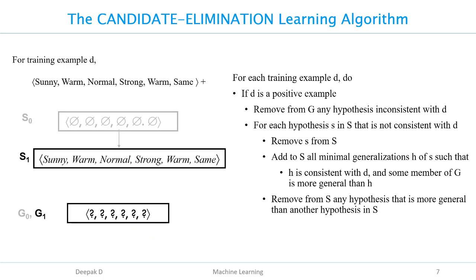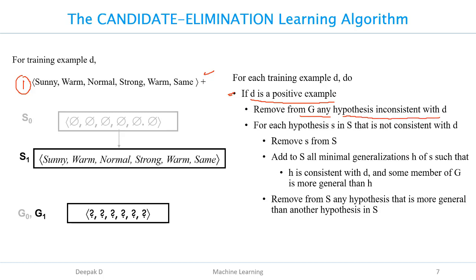Now let's begin with the first training instance. Here you can see this is a positive instance. Whenever you take a positive instance, these are the steps to be performed. What are the steps? If D is a positive example, you have to remove from G any hypothesis that is inconsistent with D.